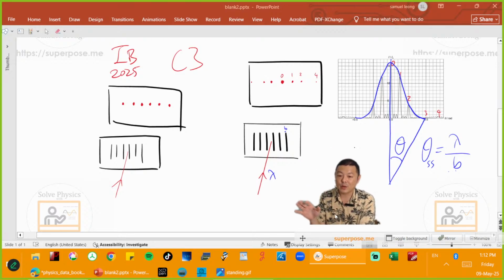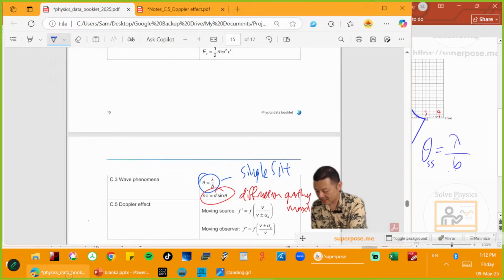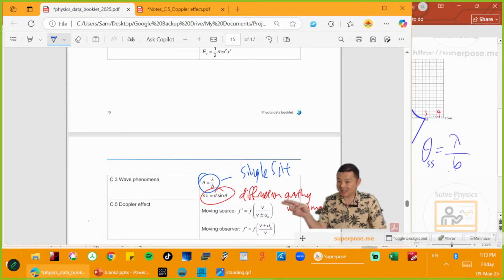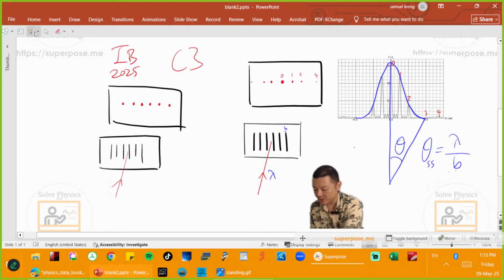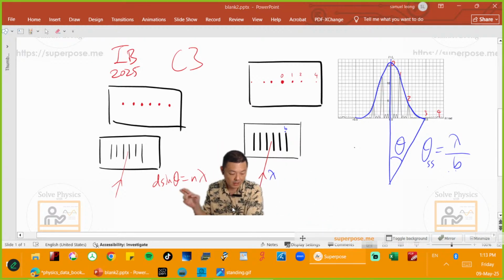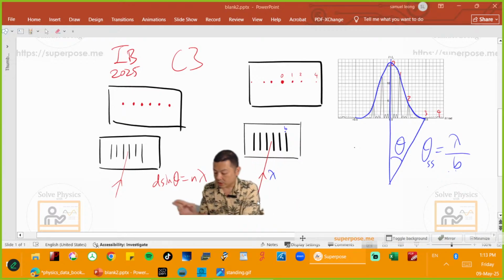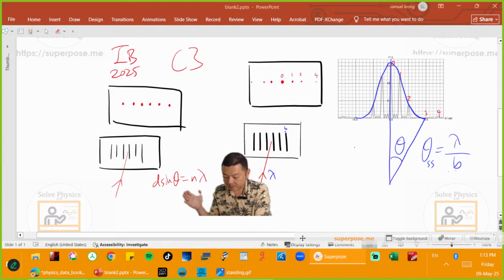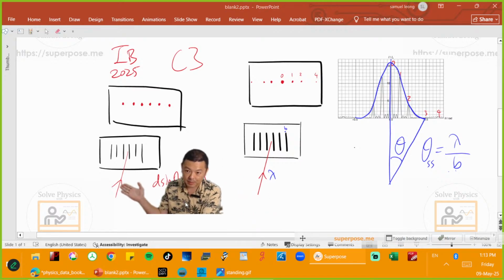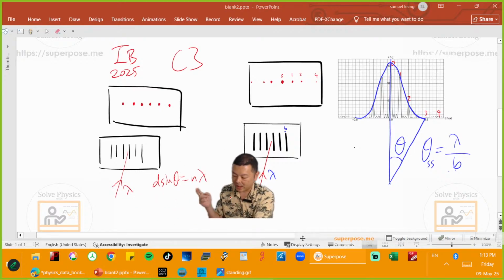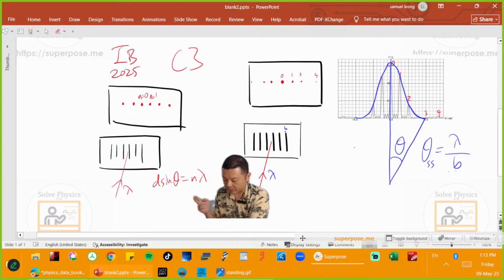Okay. What's the equation for diffraction grating? This one, right? n lambda equals d sine theta. So let me write that in red. d sine theta equals n lambda, right? Lambda is the same lambda. n will be the order, so n equals 0, n equals 1, n equals 2, that sort of thing.